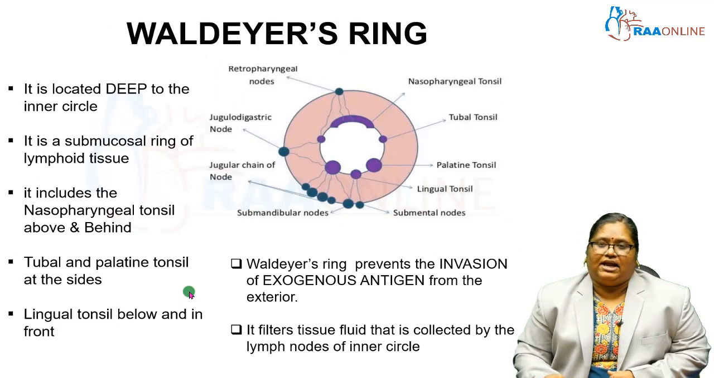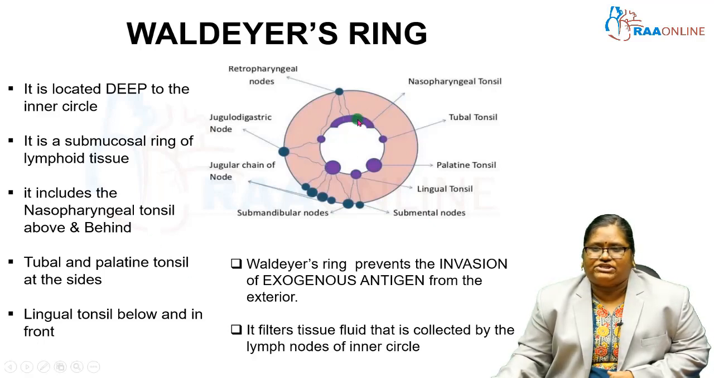Next we'll come to another ring of lymph nodes, which is known as Waldeyer's ring. This ring of lymph nodes is located deep to the inner circle. It is a submucosal ring of lymphoid tissue, which includes the nasopharyngeal tonsil above and behind, and the tubal tonsil and the palatine tonsil at the sides, and the lingual tonsil below and in front. So they form Waldeyer's ring, located deep to the inner circle lymph nodes.